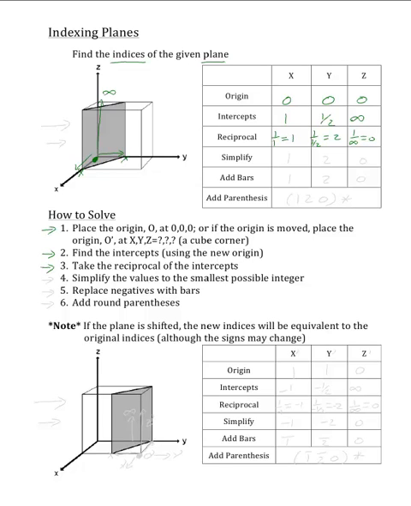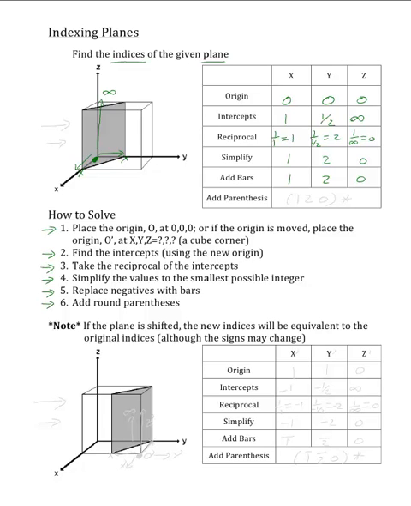Now our next step is to simplify these numbers to the smallest possible integers. As you can see, these numbers are already the smallest possible integers, so they will remain the same at 1, 2, and 0. Our next step is to replace any negative signs with bars. As these numbers don't have any negative signs in front of them, they will all remain the same. So 1, 2, and 0.